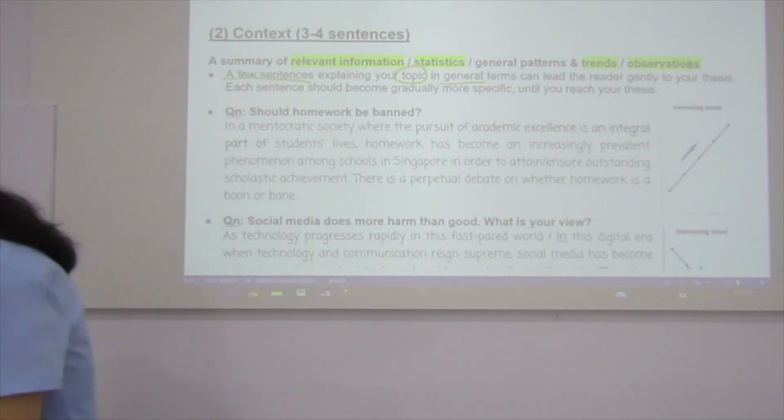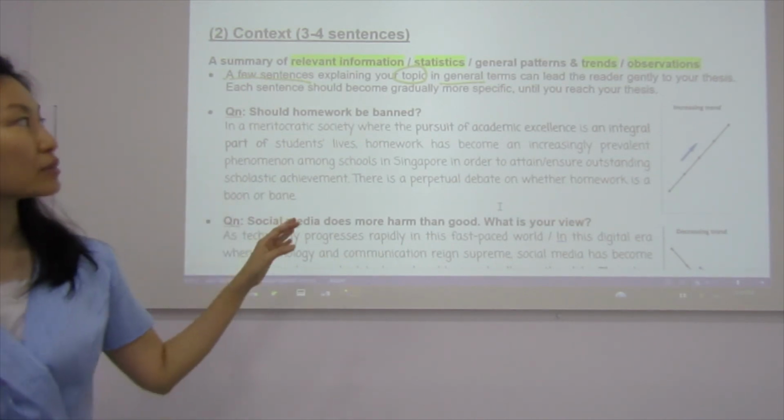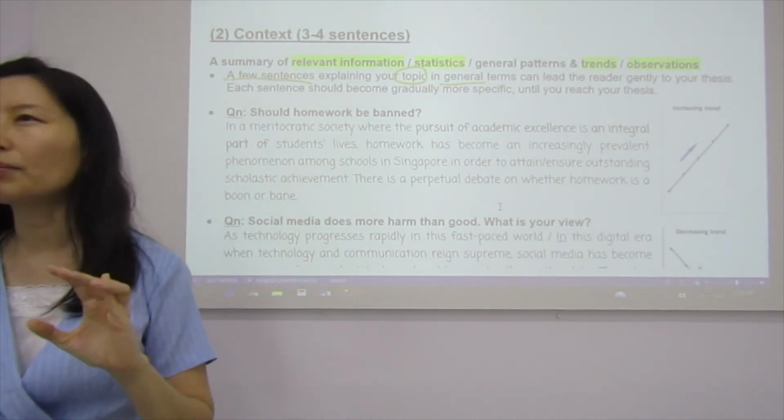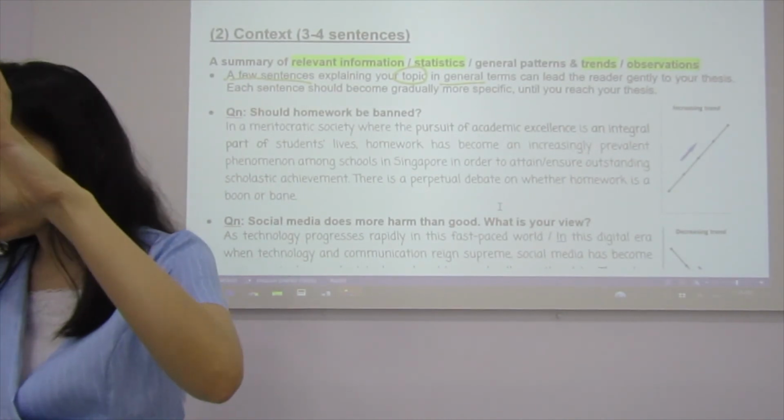So if you look carefully, therefore, they are asking you to look at the topic that is being tested. Can you say anything about the trend? Are more people doing something or are fewer people doing something?